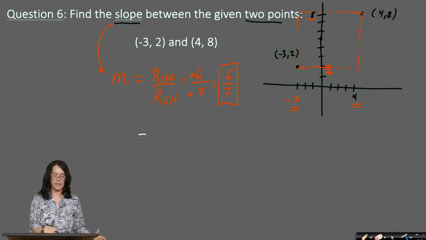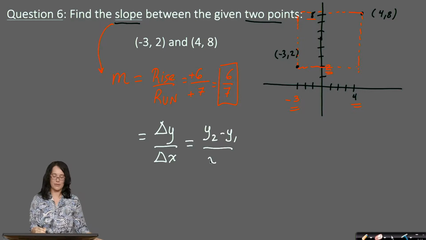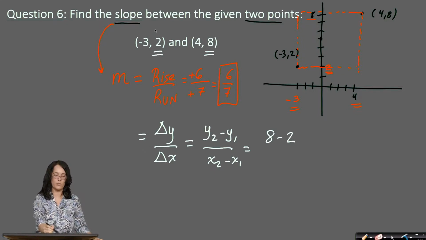I have a formula. Yes, you do. It's the change in your elevation, change in y, over the change in your horizontal movement, change in x. In other words, y2 minus y1, this is the one you remember, I hope, over x2 minus x1. And so this would be 8 minus 2. Those are the change in your y values. This is y1, y2 if you label them as such. And then x2 would be 4, and x1 would be negative 3.